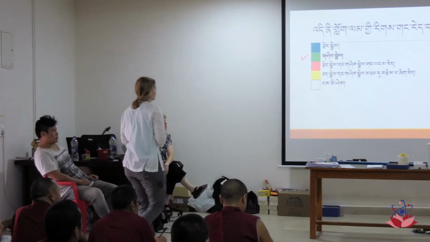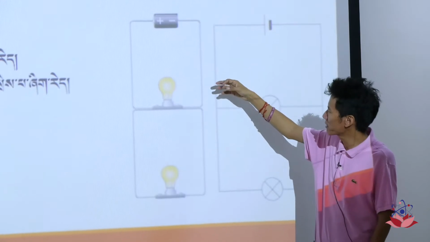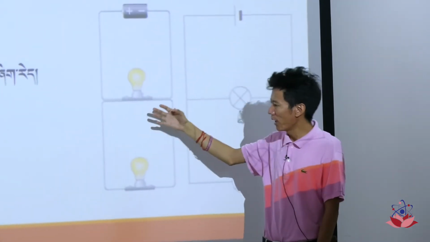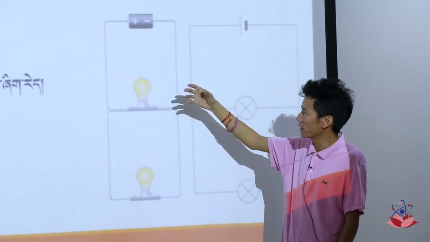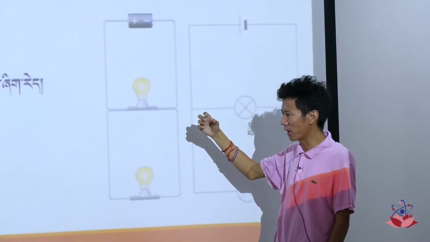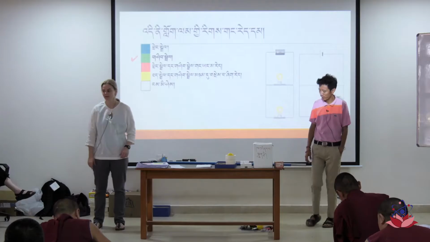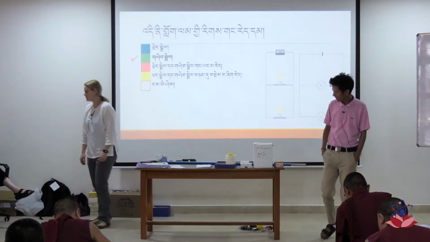This is parallel because there are two different loops or two different paths where charges can go through, and the other thing is that normally in series we have all the resistors in a same kind of loop, in a single loop. Very good. Very good.